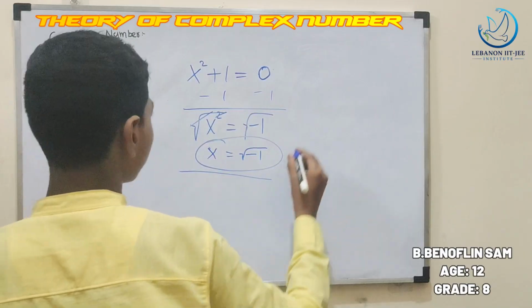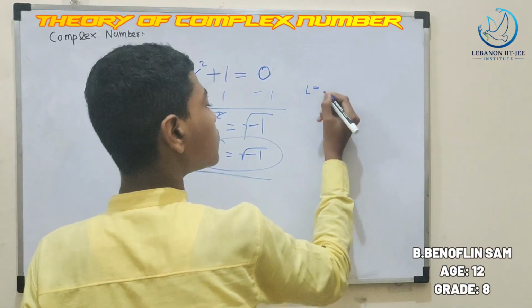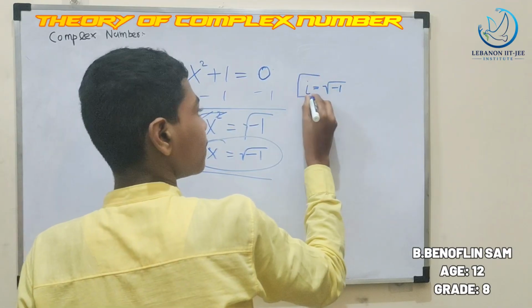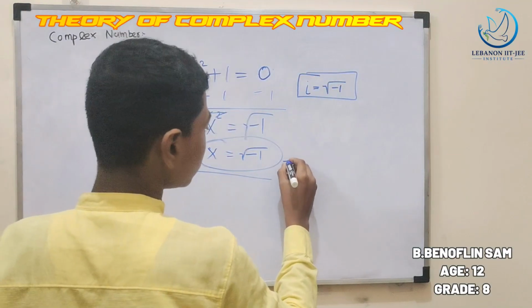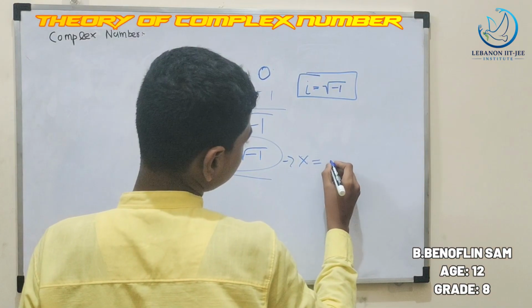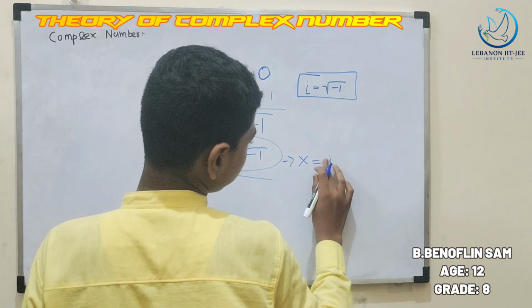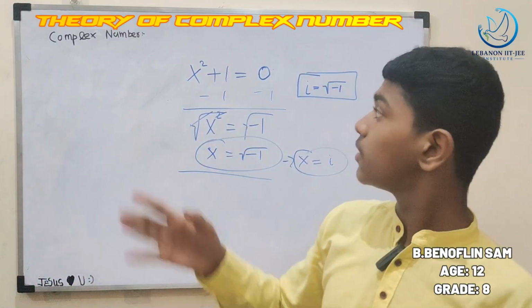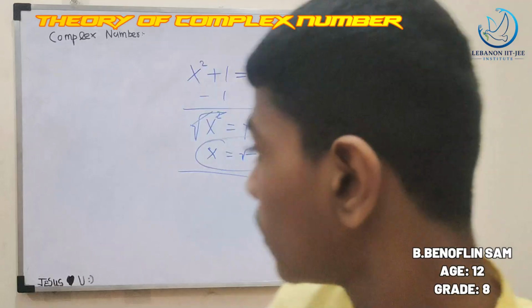So iota is equal to root of negative 1. Therefore, x is equal to i. Okay, x is equal to i. This is how the complex number was found.